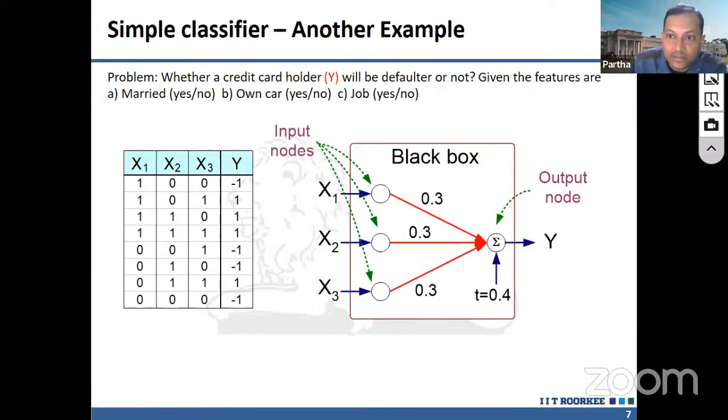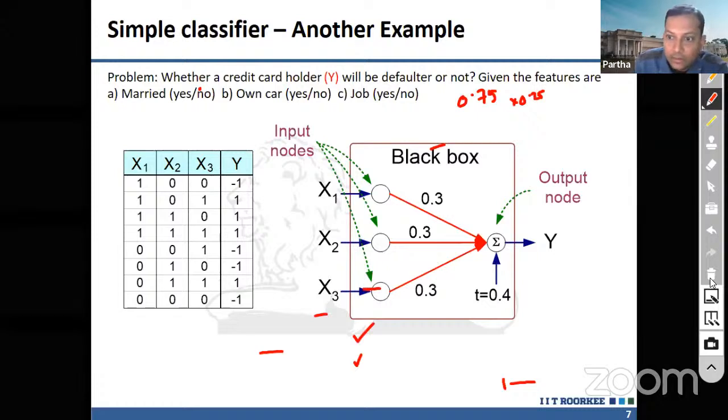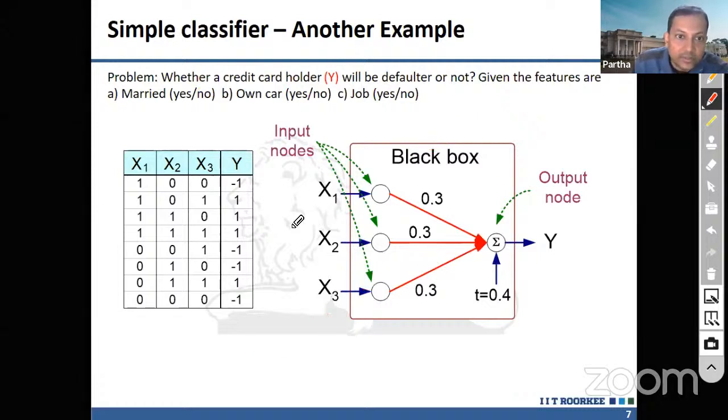Okay, now let us take one example here. I'll come, okay, so all your questions will be answered. So let us consider that you have a problem of whether a credit card holder will be a defaulter or not. So you have a data set with these 3 attributes, x1, x2, x3, and you have this outcome y. These individual, independent features are: married, yes or no, 1 or 0; own card, meaning he is owning a card or not, 1 or 0; and then whether he is having a job or not.